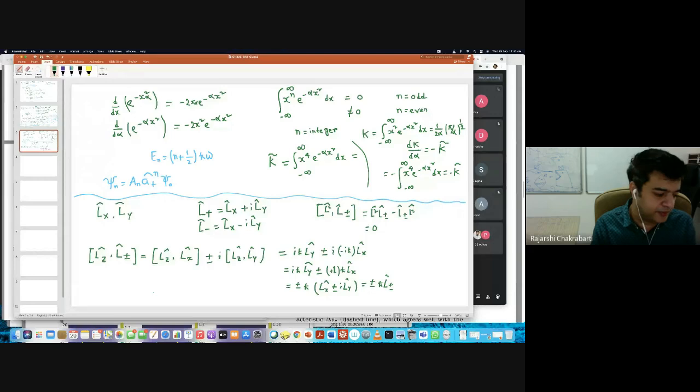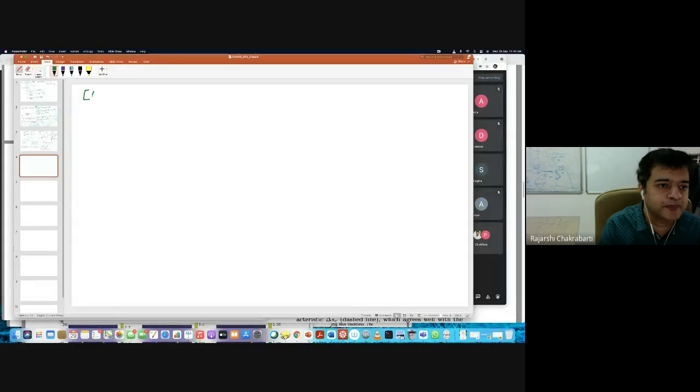Is this fine? So this is a very interesting and important thing. So let me write down the result here. The commutator of LZ with L plus minus is equal to, what is the answer? Plus minus ħ L plus minus. This is fine? This is what I did right now.